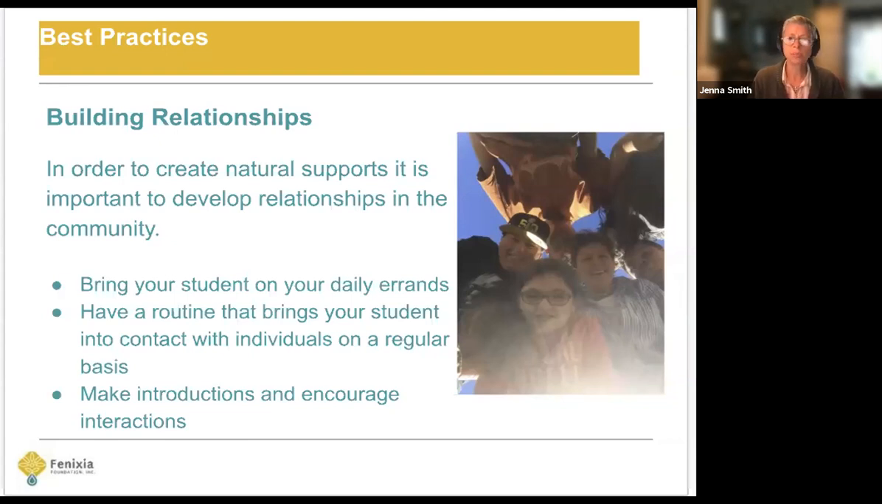If you have a routine that brings your student into contact with people on a regular basis, they may get to know them. If it's always the same grocery store at around the same time, you might have the same checker. And then make introductions and encourage interactions and sort of break this cycle of people seeing our students as other and help them be recognized as part of the community.